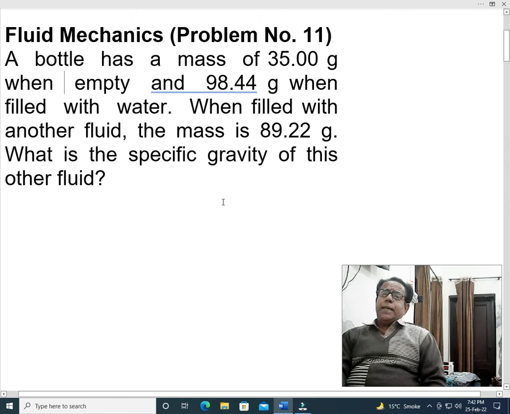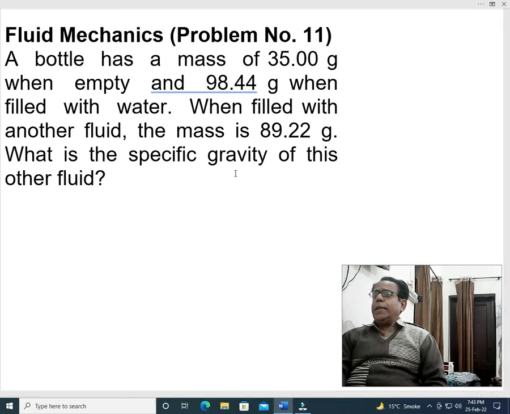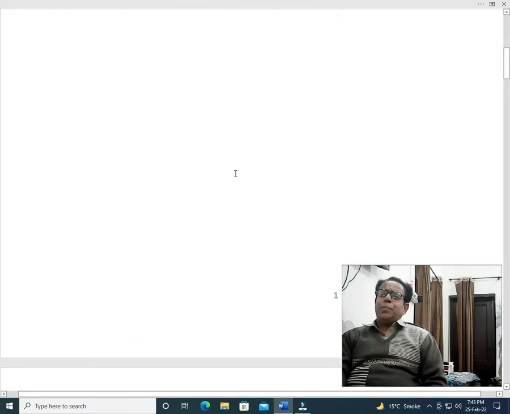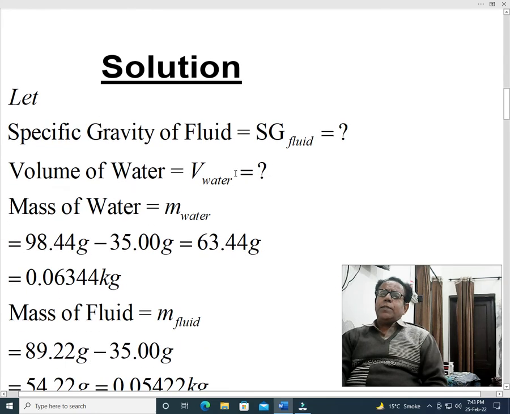This problem is entirely related to specific gravity. Specific gravity of any fluid is the density of that fluid divided by the density of water. This fraction is actually specific gravity. Quite simple problem. Now we come towards the solution.